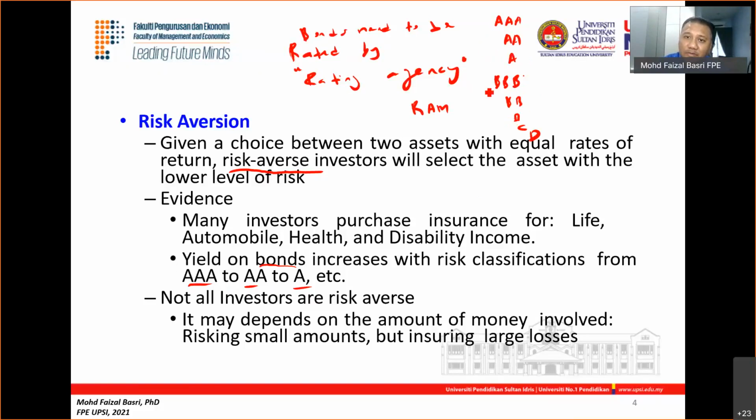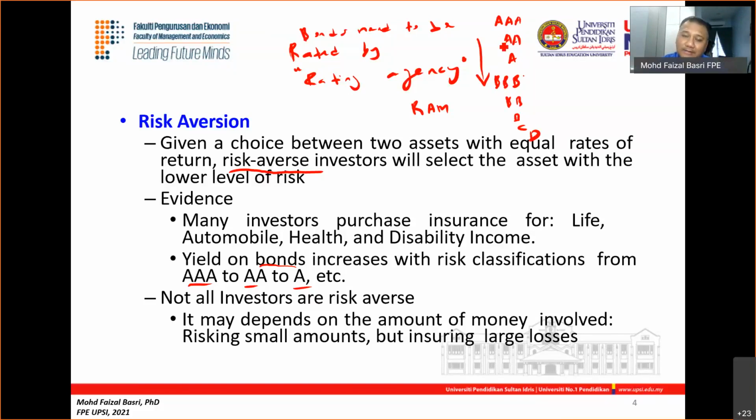If they're moving downwards like this, AAA is the best. Obviously, if you invest in a bond with AAA, it will be the best, the most secure investment. Whereas moving down the scale, it becomes more risky.